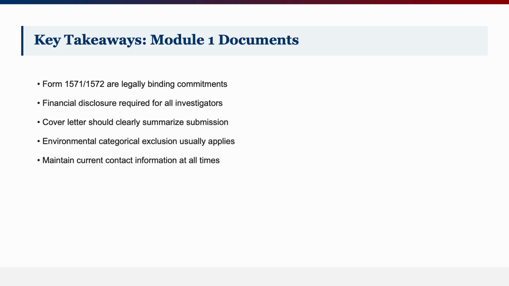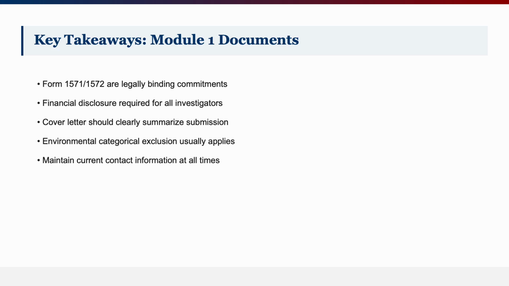Let's summarize the key documents in Module 1 and their requirements. Key document checklist for IND Module 1. Checked: Form 1571, fully completed and signed by authorized representative. Checked: Form 1572, one for each clinical investigator, signed before study start. Checked: Form 3454/3455, financial disclosure for all investigators.